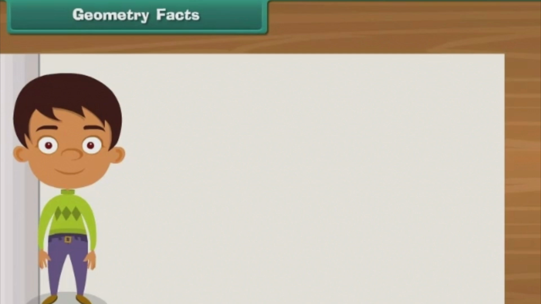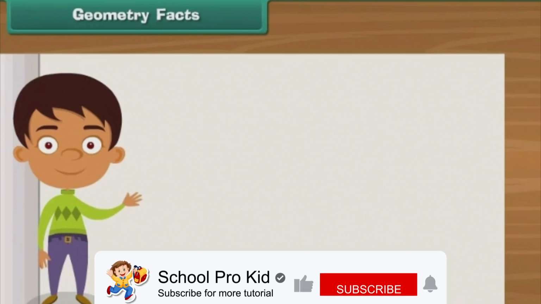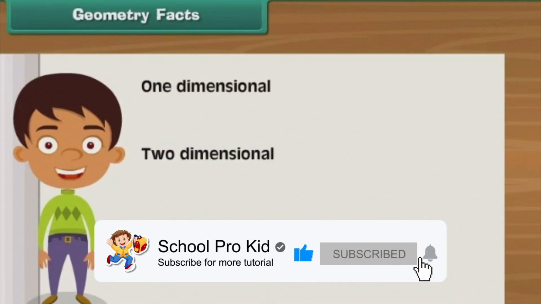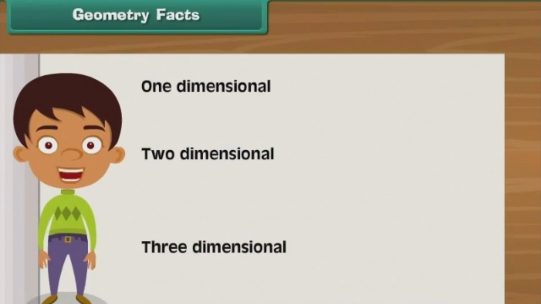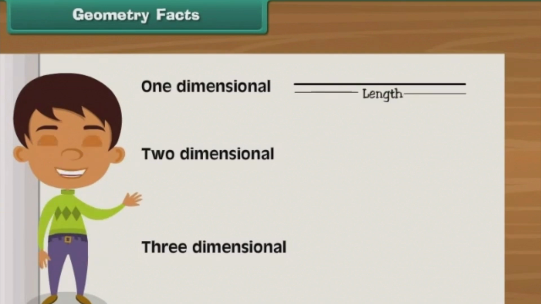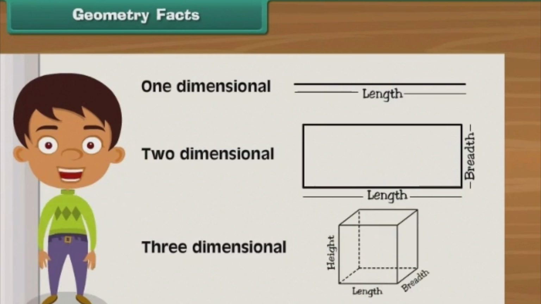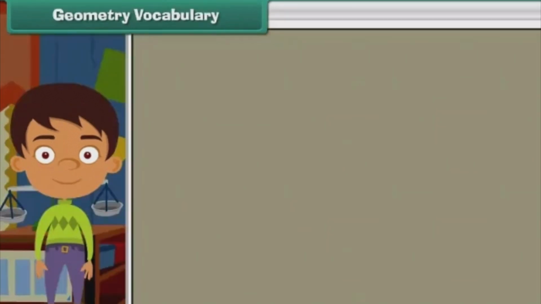Geometry facts. The geometry facts are generally divided into three parts. Those parts are one-dimensional, two-dimensional, and three-dimensional. The one-dimensional geometry fact is called the line. The lines have only length. The two-dimensional geometry fact is about length and breadth. The three-dimensional geometry fact is about length, breadth, and height.